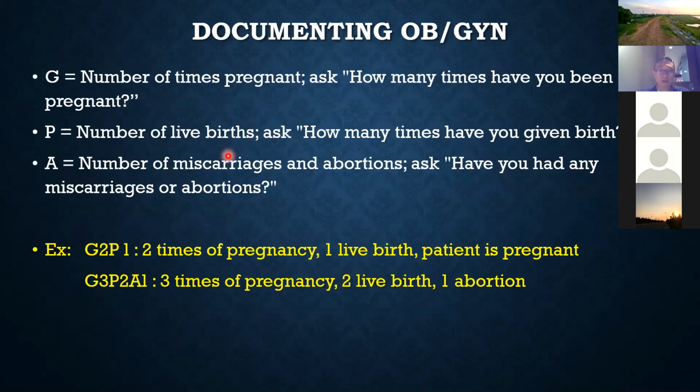And this slide is the way we document the OB/GYN history, because in OB/GYN they have a special coding for how to document the OB/GYN history. So my question here is, what is the difference between number of times pregnant and number of live births? Anyone?